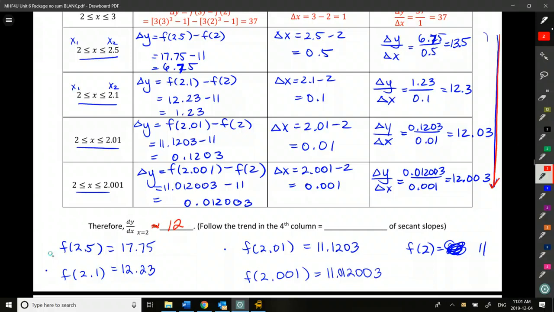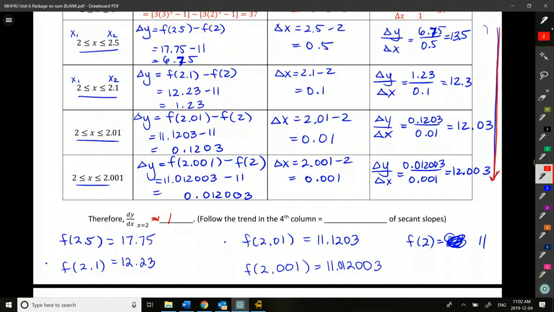If you're unsure, you can always do an extra interval from 2 to like 2.0001 and see what that gives you. But I think the general trend of what this is telling us is that probably the next secant slope is going to be like 12.0003, right? So this is just getting closer and closer and closer to the value 12. What we call this trend that we're following here, we call it the limit of the secant slopes.